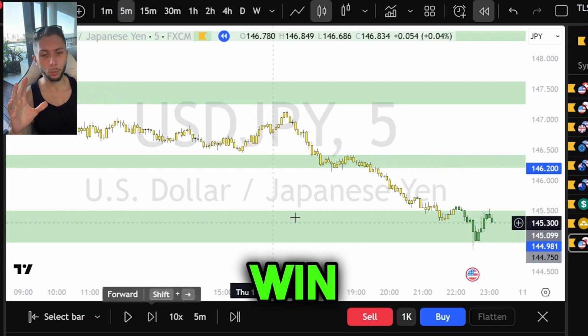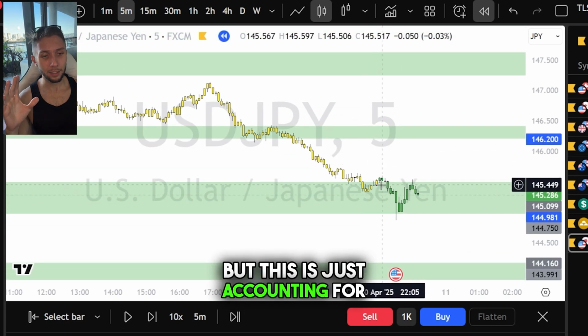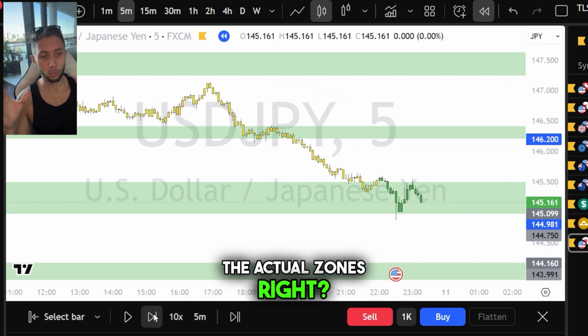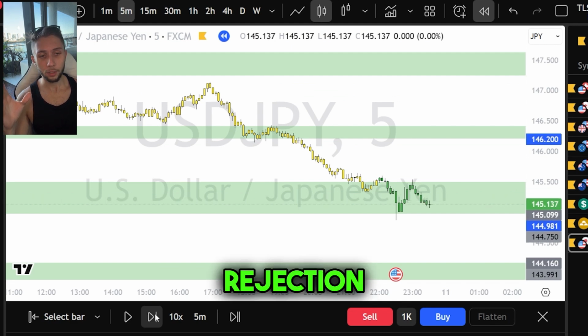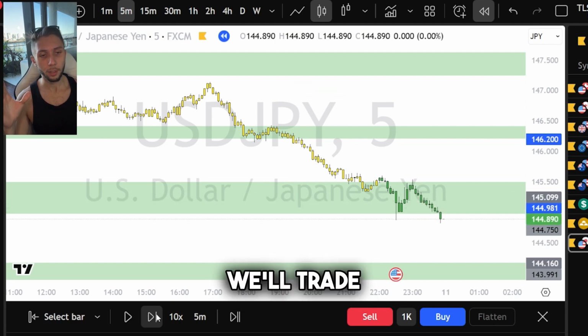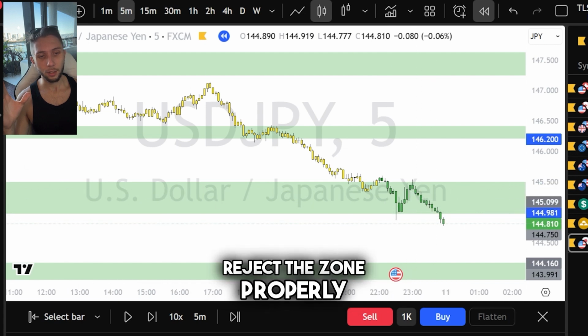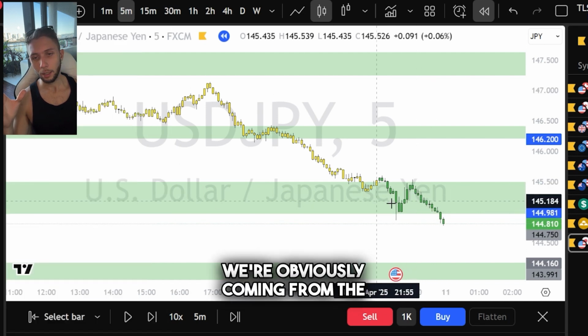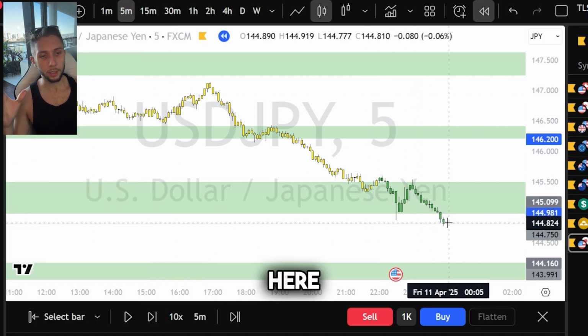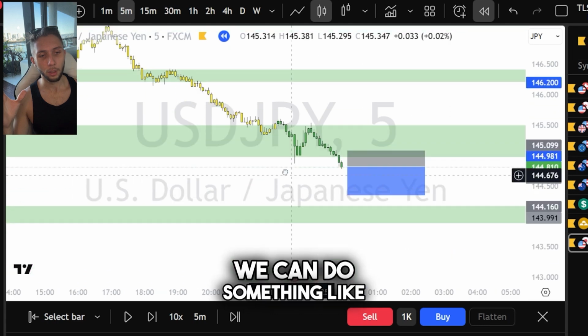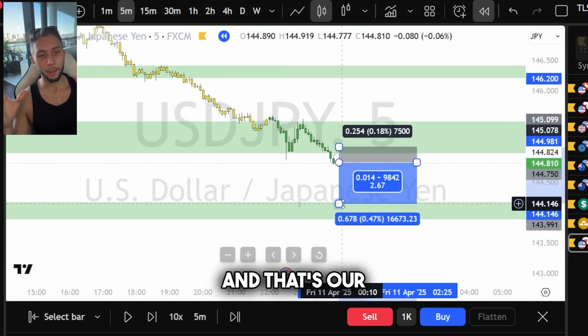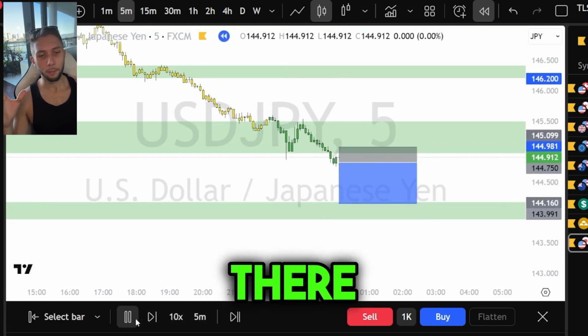The pattern just makes the win rate much better, but this is just accounting for the actual zones, right? So when we have a rejection from the zone, we'll trade. Now, it didn't really reject the zone properly. Now here we are obviously coming from the zone, so clear rejection here. Even if we missed that, we can do something like this, and that's our zone to zone there, right?